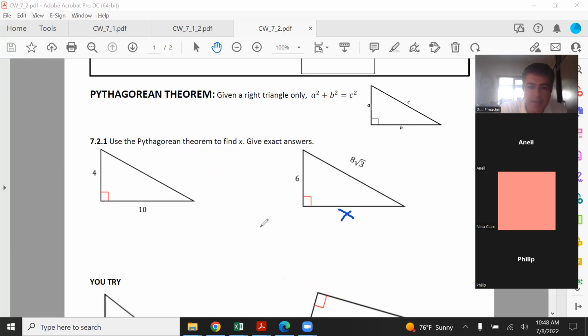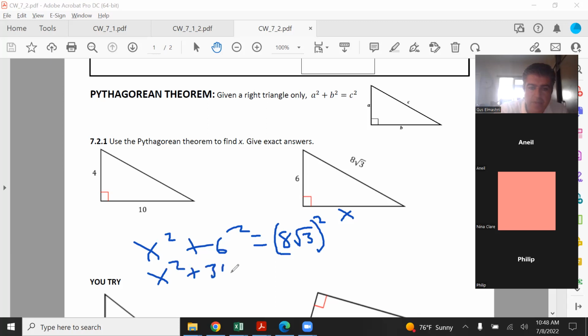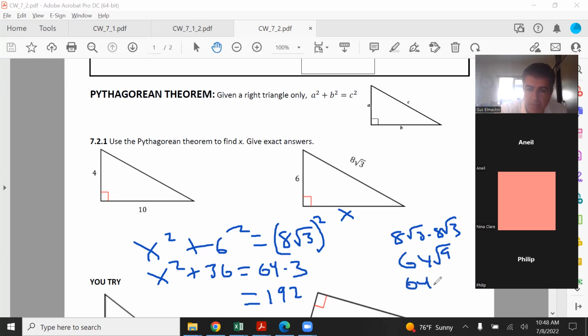All right, so now let's keep moving. X squared plus 6 squared equals 8 root 3 squared. So you have x squared plus 36 equals 64 times 3. And what I'm doing is I'm squaring the 8, which I know is 64, and squaring the root 3, which I know is 3. Because you're doing 8 root 3 times 8 root 3, which comes 64 times root 9, which is how you get 64 times 3. So when you multiply radical by itself, the radical goes away, right? And of course, 8 times 8 is 64.